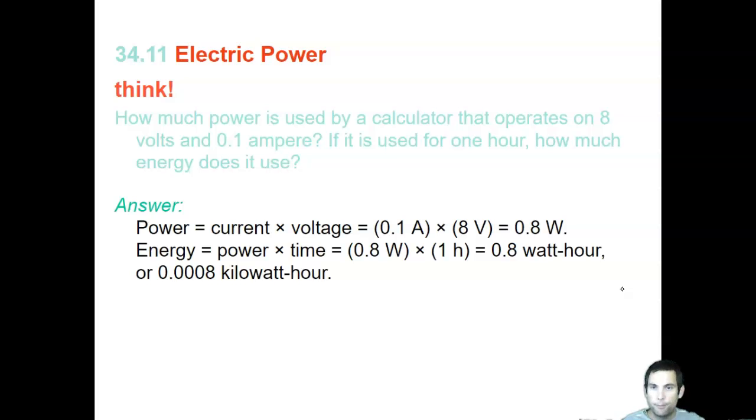There we go. Power equals current times voltage. So the power is 0.1 amps times 8 volts gives us 0.8 watts. And then energy is power times time. 0.8 watts times 1 hour equals 0.8 watt hours, or 0.0008 kilowatt hours. Kilo is just the metric prefix. That means times 10 to the third. So if we're going from the watt to the kilowatt, we're making this number smaller, so it goes left.